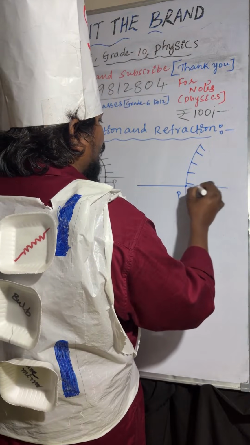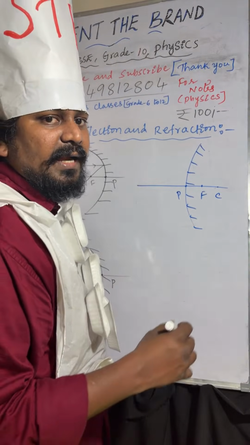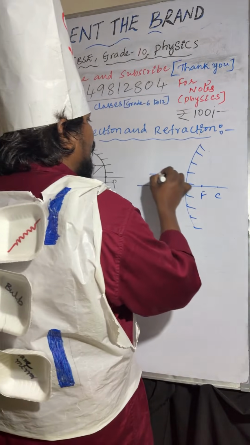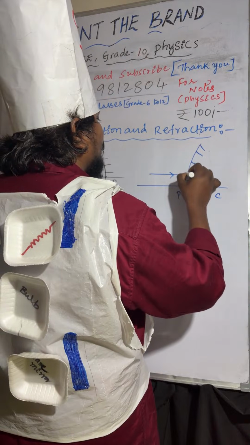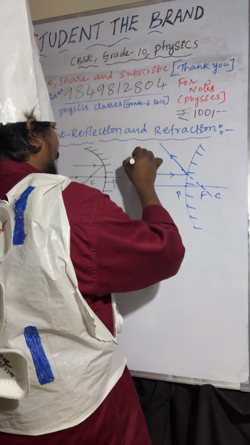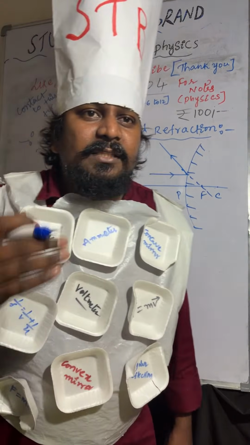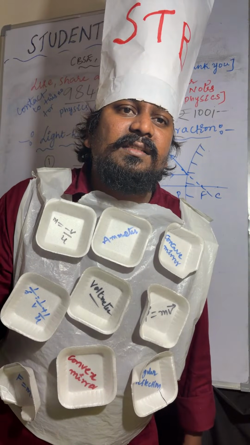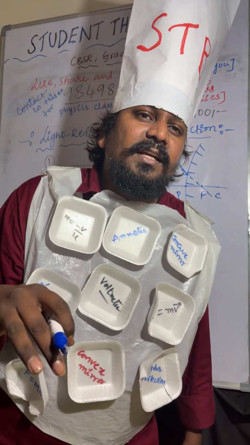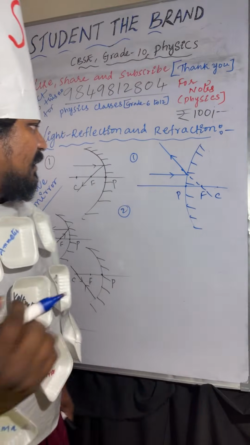Here we take pole, focus, center of curvature. A light ray is coming from infinity. After reflection it appears to pass through focus. That is the first one. Coming to the second one, a light ray passing through focus, after reflection moves towards infinity. Yes or no?